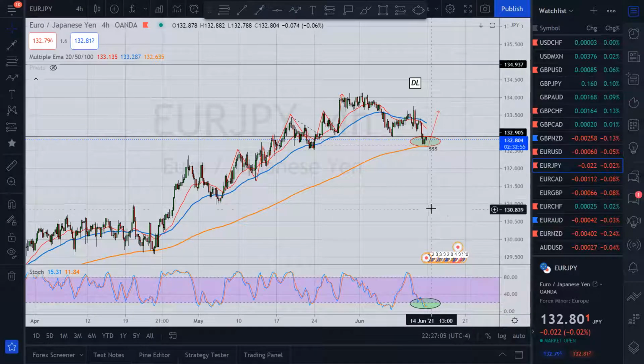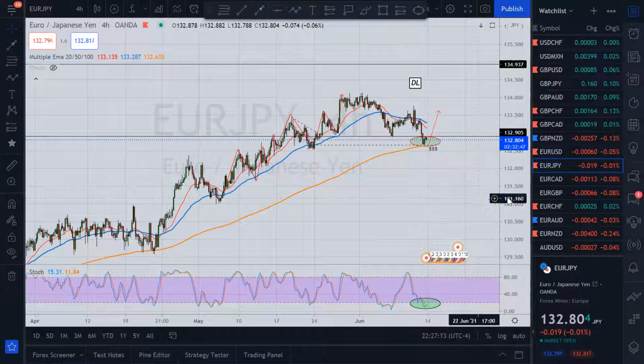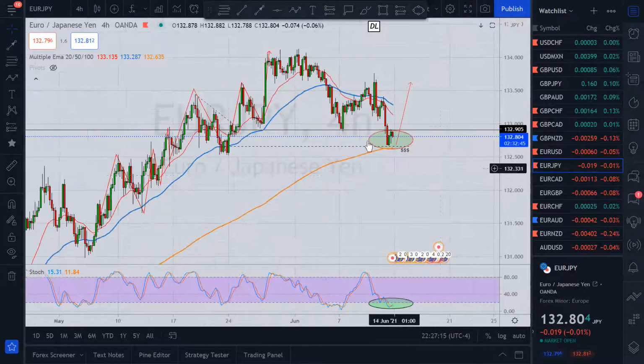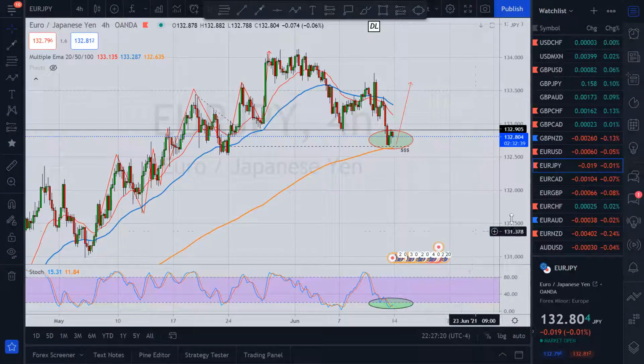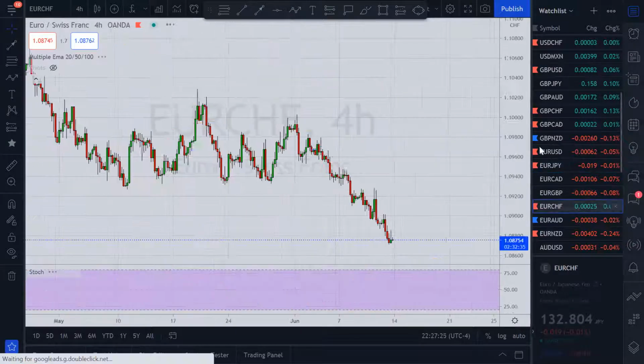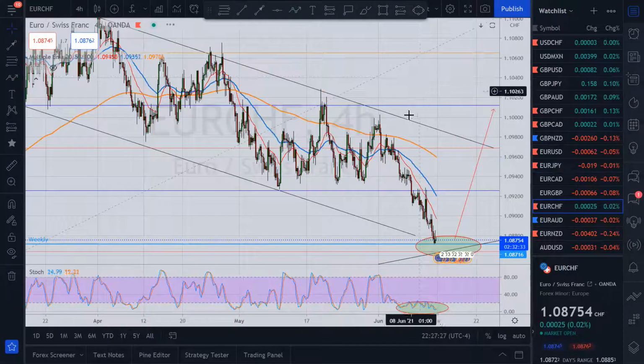So we are oversold. If price gives me the bullish price action here and breaks these highs, the previous candle highs, I think it'll be safe for a buy and to take a long position. Okay. Next, let's go to Euro Swiss. Spent a lot of time on that one.